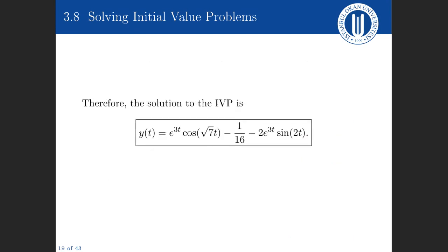So we have our solution. The solution to the initial value problem, the answer to this problem, is e to the power 3t cos root 7t minus 1 over 16 minus 2 e to the power 3t sine 2t. And as I said, students in a previous course were expected to find this solution within 30 minutes.